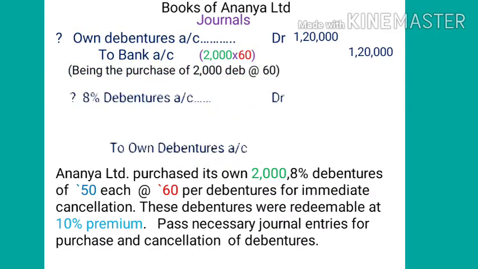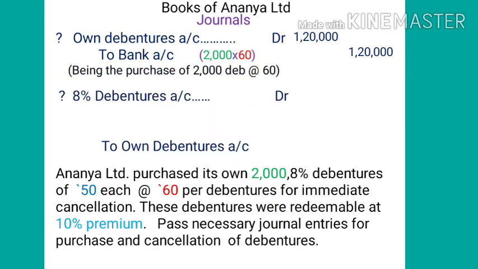Now next entry is for the cancellation. So we have the entry 8% debentures account debit to own debentures account. Now can you tell me what amount should be written here? Yes, it is 2000 into 50. Why 50? Because 50 is the face value. So you have 1 lakh. And what is the value for own debentures? Yes, it is 1,20,000. This is what we have in number 1 here.